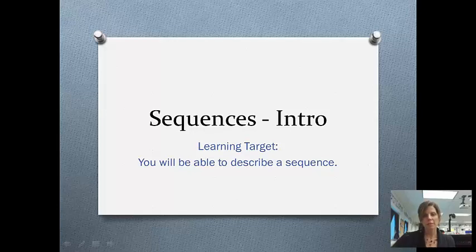The next chapter that we will be studying has to do with series and sequences, and we will be finding limits of series and sequences. But before we jump into it, this specific lesson is going to be about sequences. At the end of this lesson, you'll be able to describe a sequence. What exactly is a sequence?